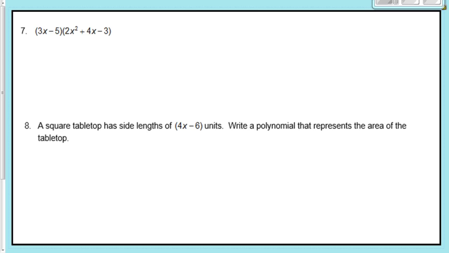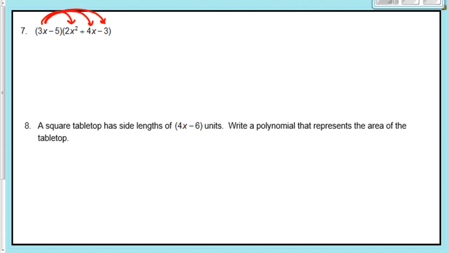Alrighty. So number 7 is an example of just having more terms, right? We're doing a binomial times a trinomial. So you could call it double distribution still if you wanted to, but really, like this 3x, I'm going to distribute it to 3 separate things, right? And then my negative 5 is going to get distributed to those 3 separate things. So I don't even know if double distribution is the right word, but you're still going to have to distribute it a bunch of times.